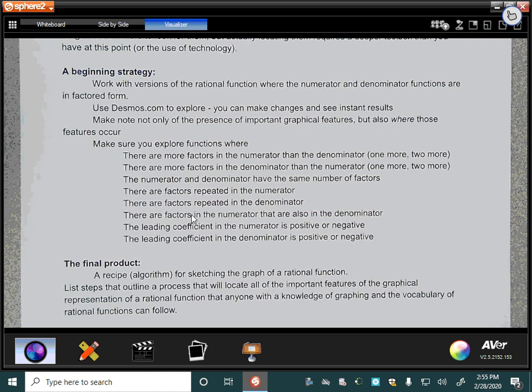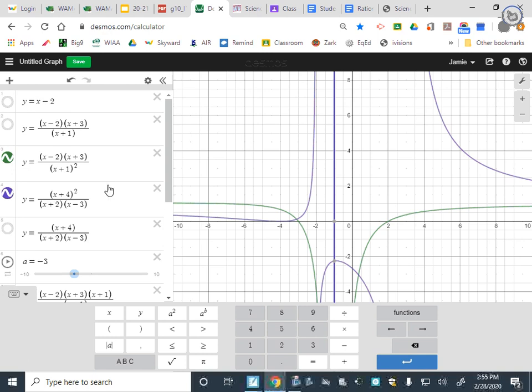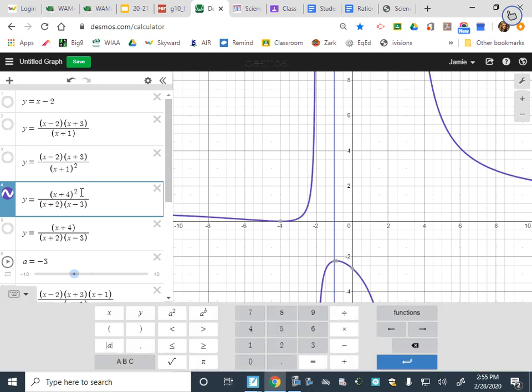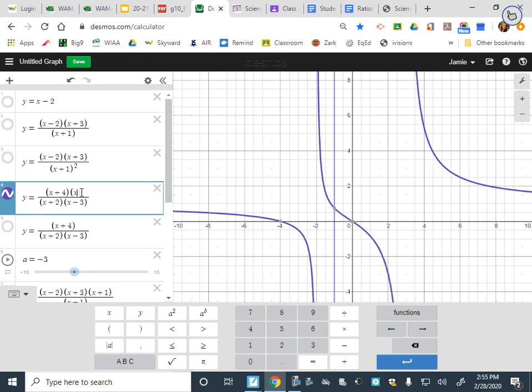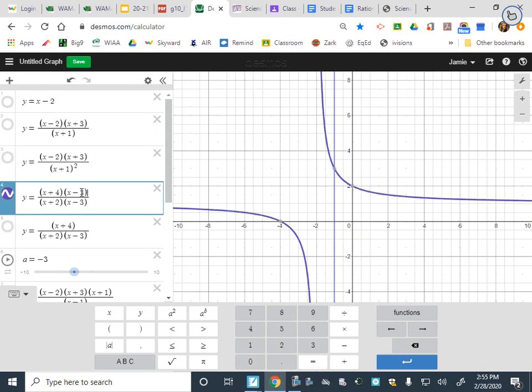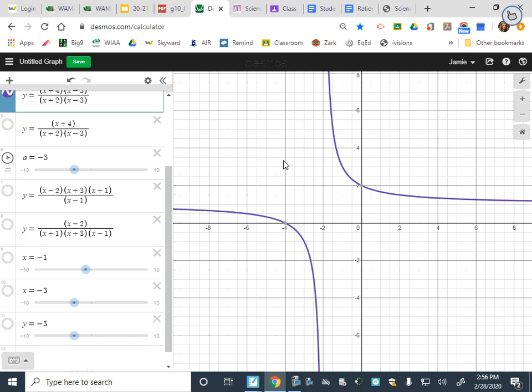The only thing that we haven't done is when the factors in the numerator are the same as the factors in the denominator. So if I were to come up here and say, I'm going to work off of this one, I'll turn this off for the moment. And I'm going to put an x minus 3 in the numerator as well. I don't want it in the power though. Okay, well, does that do what you expected it to do? What did you think was going to happen?